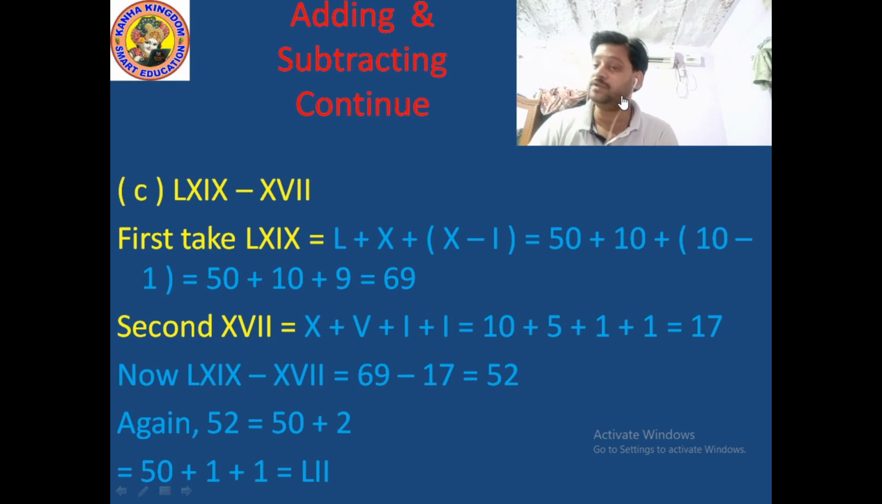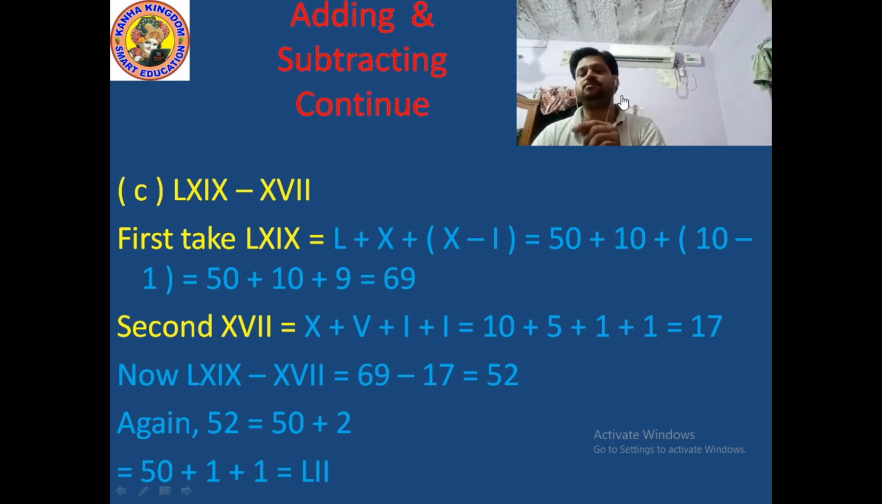How can we write 52? Very easy. 50 plus 2. How can we write 2? 1 plus 1, means 50 plus 1 plus 1. So 50 equals L, plus 1 equals I and 1 equals I, means LII, all in capital letters. Okay, clear?